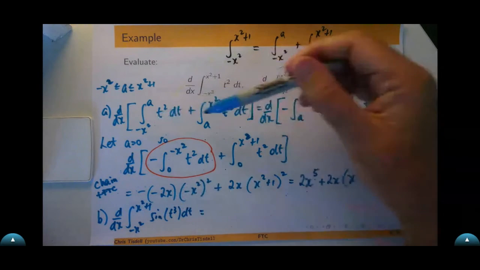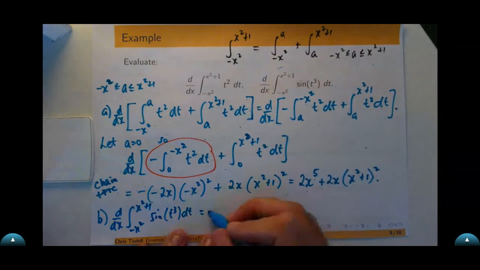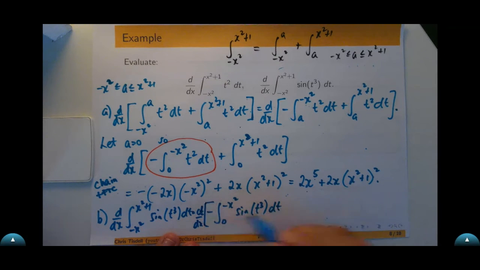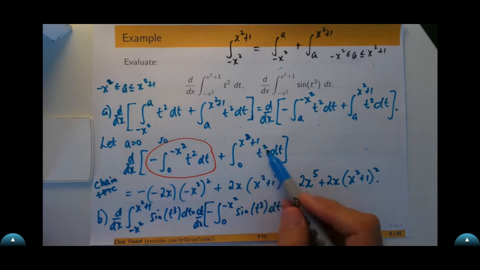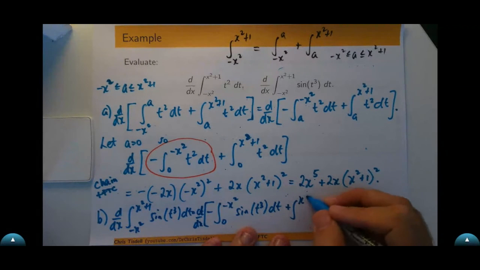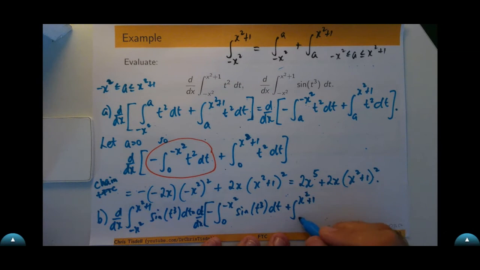Right, so you break it up like we did here. You're going to get this thing. Oh, sorry, I want to differentiate that, don't I? Okay, this is going to be the same, except t squared is replaced with this.